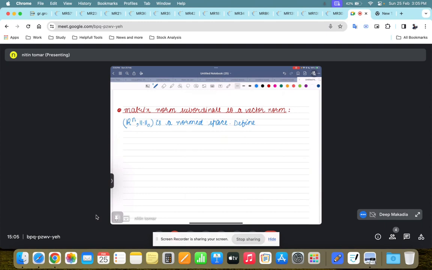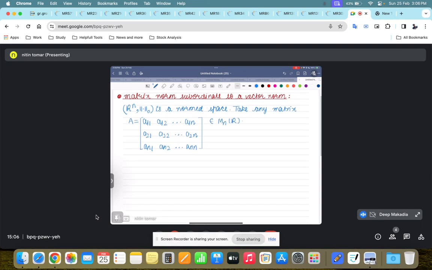Yeah. So then you take any matrix. Let's take A to be A11, A12, A1n. This is in M by N real matrices.